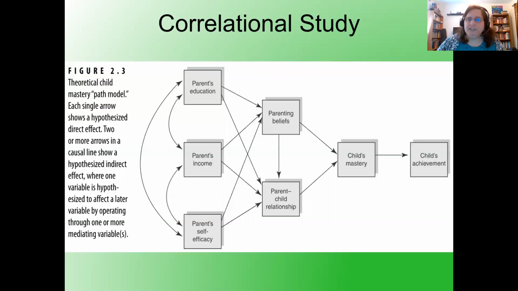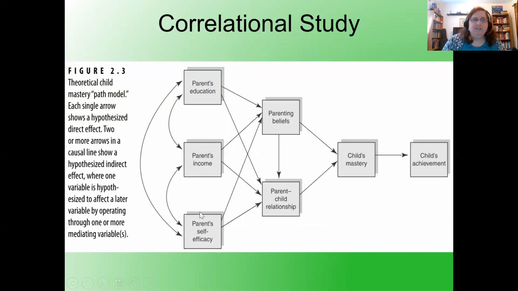So here's a specific example of a kind of correlational study called path analysis. It's a method of testing relationships among variables to see how they fit a theoretical model. And we can talk about direct effects, where a variable directly impacts another, or indirect effects, where the effect occurs through a mediating variable. So let's just take one example here.